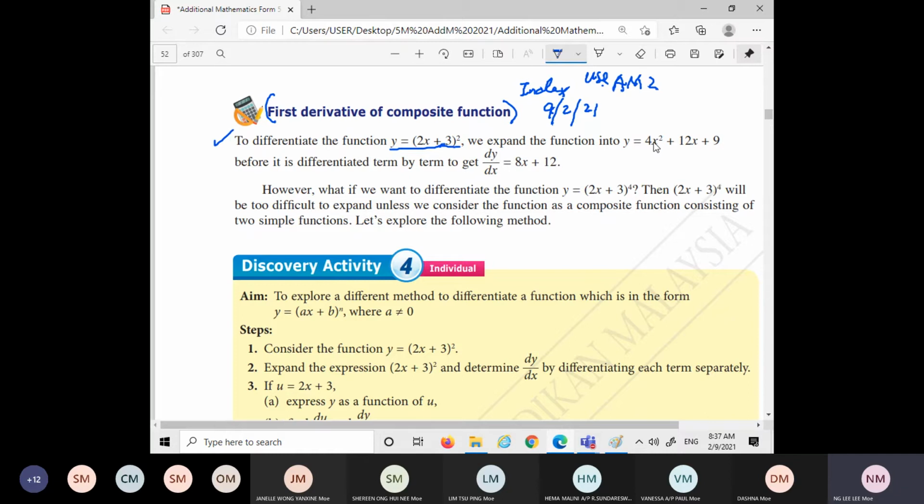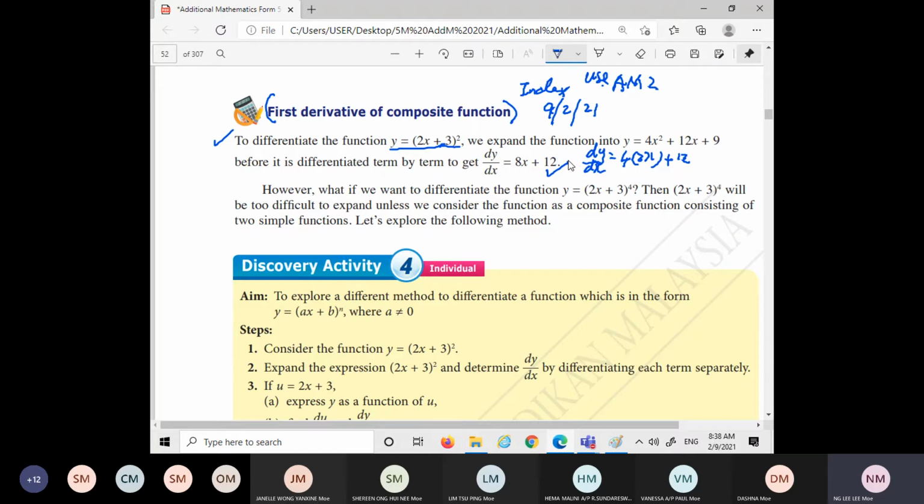Okay, how you differentiate? So first term, 4. Differentiate x squared, you get 2x. Second term, you differentiate 12x, you get 12. Okay, last term, you differentiate 9, you get 0. Okay, this is why you get 8x plus 12. This one is the revision for the previous lesson.